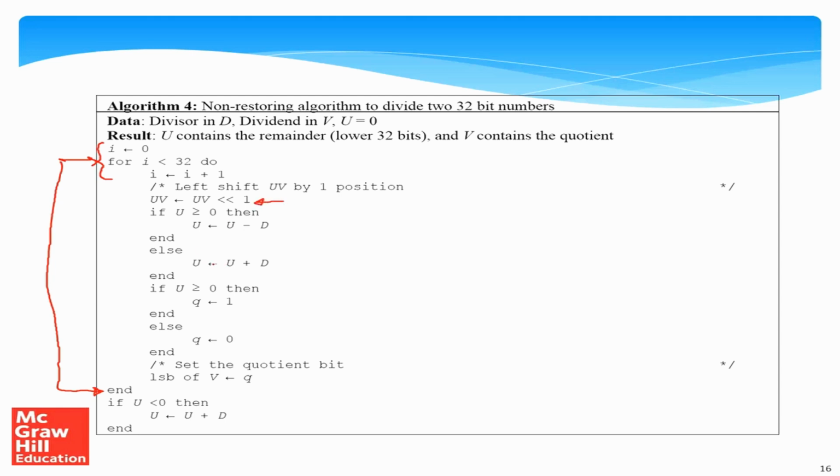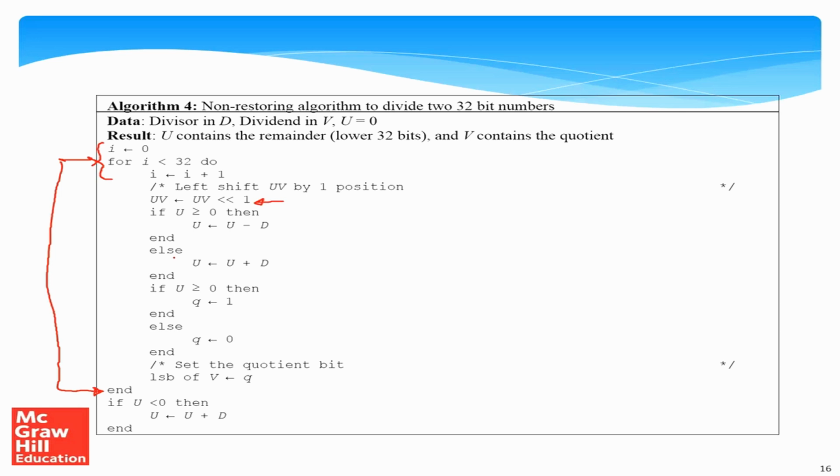Then what we do is as follows. This is where there is a difference. We first check the sign of u. If u is greater than 0, then we subtract the divisor d from it. Otherwise, if u is less than 0, which it can be because we are not restoring, right? In the first iteration, even if we cannot subtract, meaning that the value of u will be less than 0, we still go ahead and subtract.